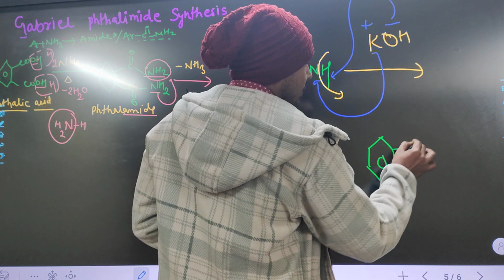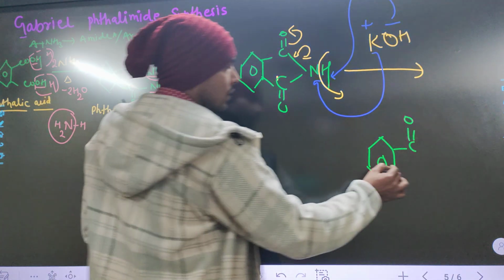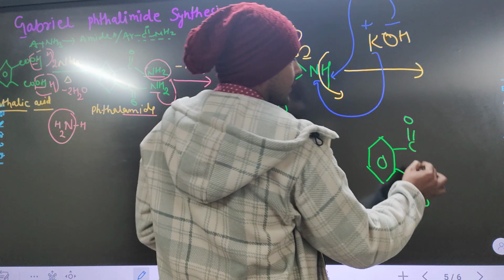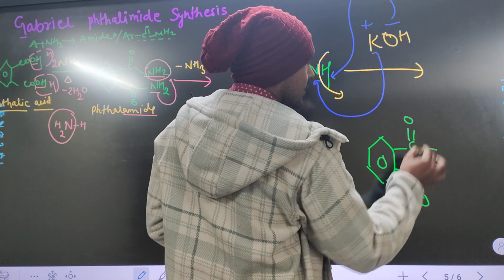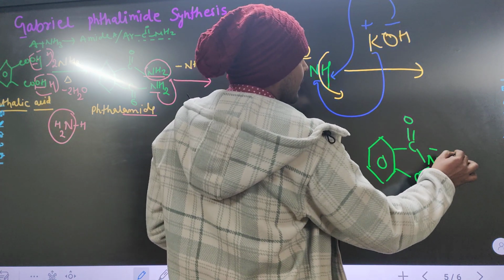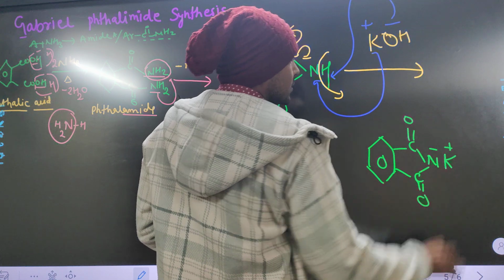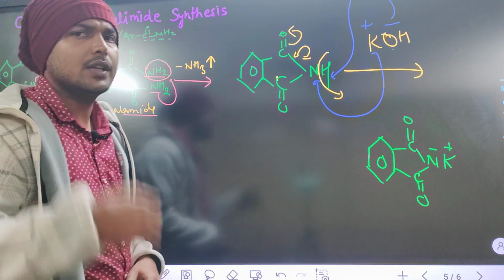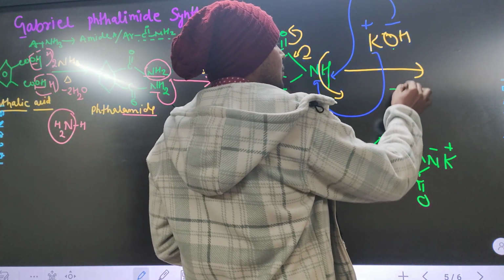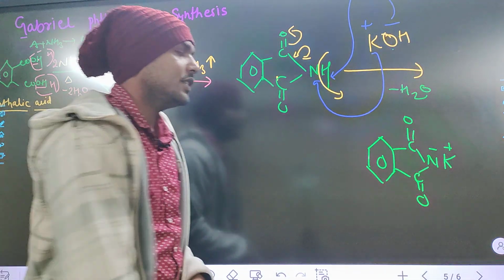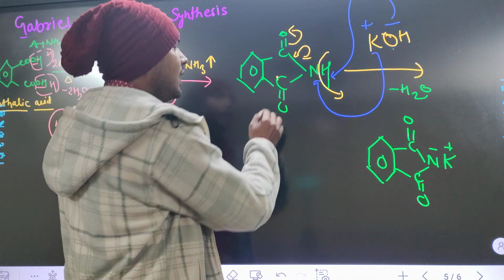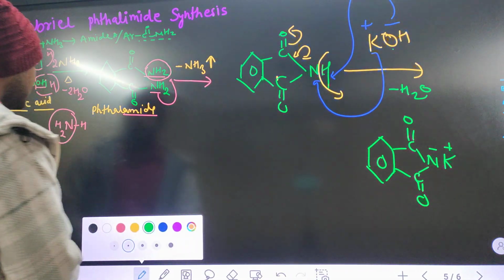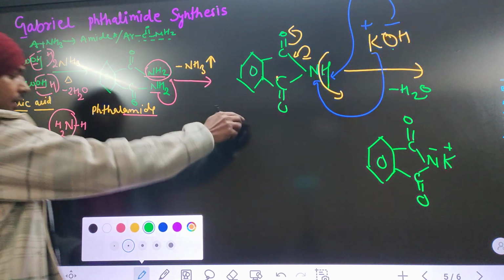This C double bond O, same thing, C double bond O, and N minus K plus. We can write that an H2O molecule is released, so we can write here minus H2O. So this is the phthalimide, or this is the salt of phthalimide. So I am writing the name here also. This is phthalimide and this is the potassium salt of phthalimide.